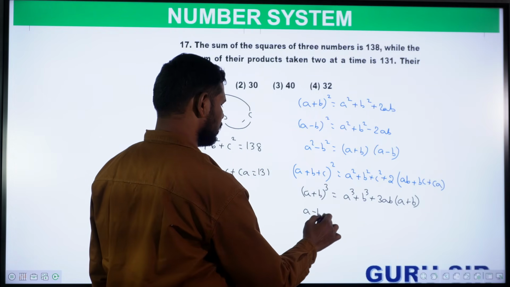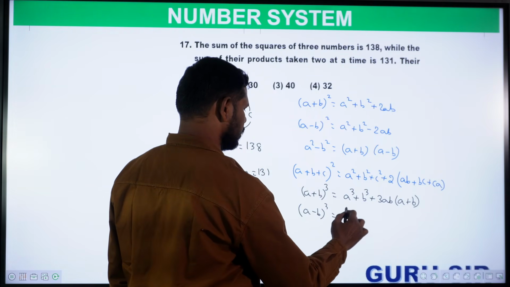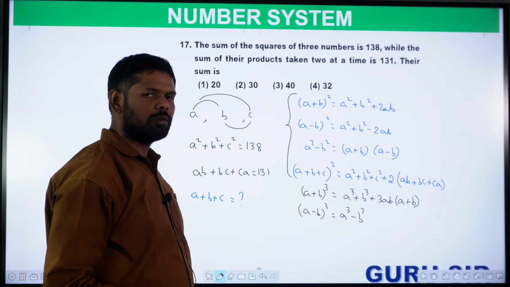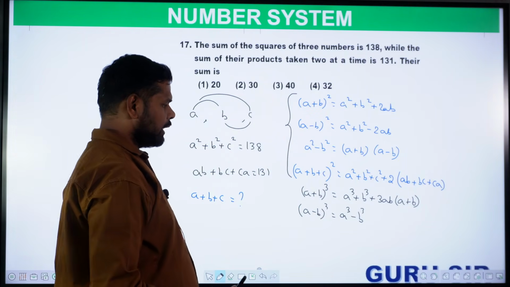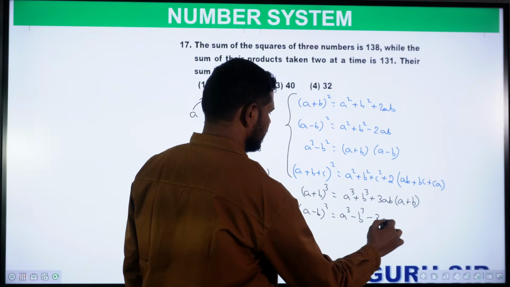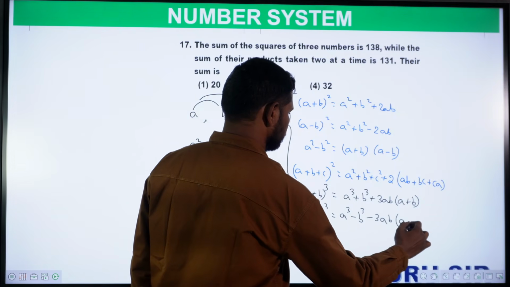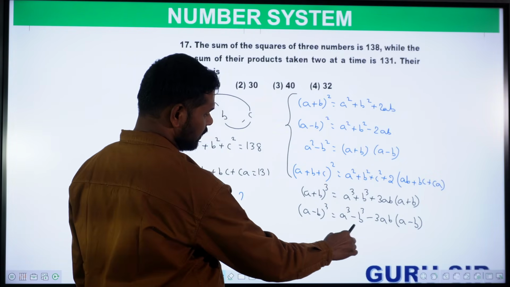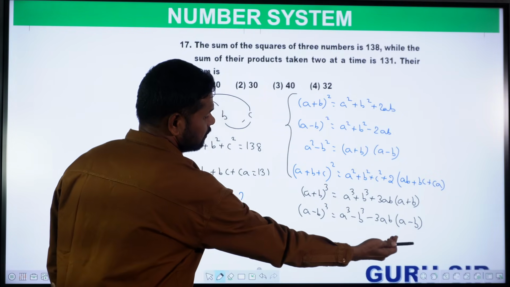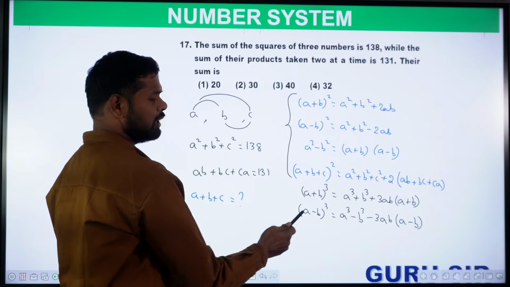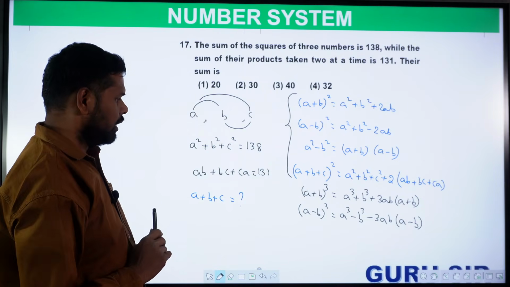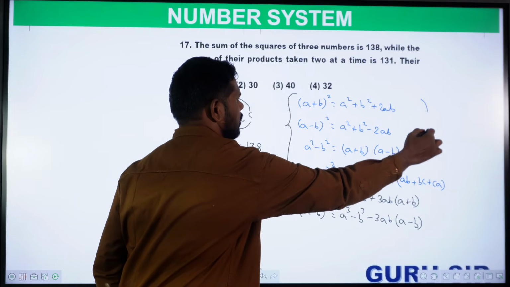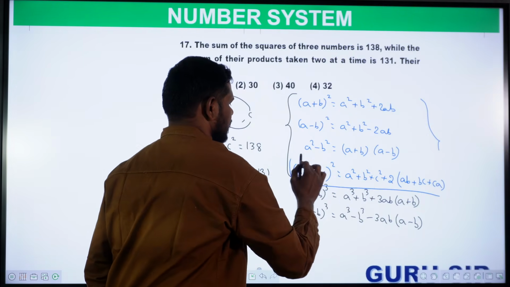A minus B whole cube, no need of all this, but up to squares is okay. We are using them in some problems. A minus B whole cube is A cube minus B cube minus 3AB into A minus B. Clear? Like that we also write formulas. So these are some formulas, based on this one.